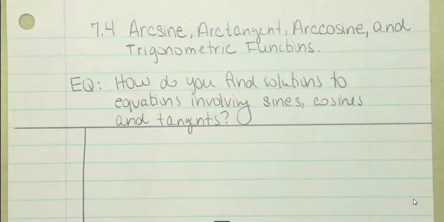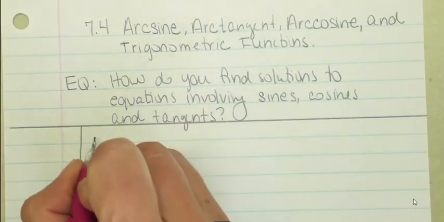7.4, arcsine, arctangent, arccosine, and trigonometric functions. Our essential question is, how do you find solutions to equations involving sines, cosines, and tangents? So far we've done this with cosines, and we used arccosine, and we're going to extend this to sines and tangents. So let's start with what we already know.